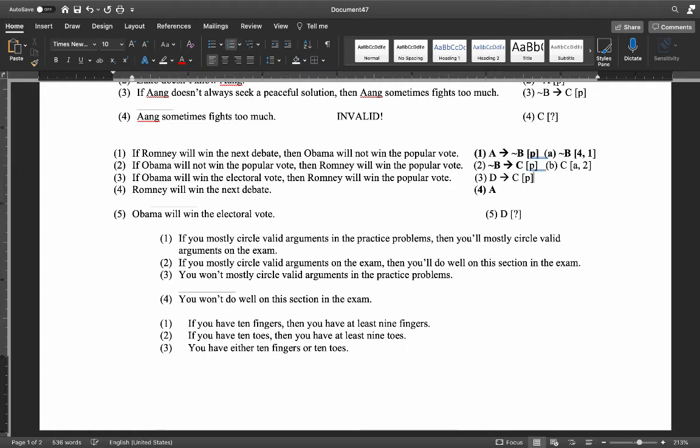And now I know that C is true. And the question is, can I get to D from what's left, from these two, from B and 3? Well, this tells me D gives me C, but it doesn't tell me that C gives me D.